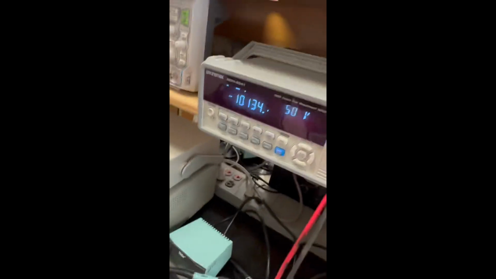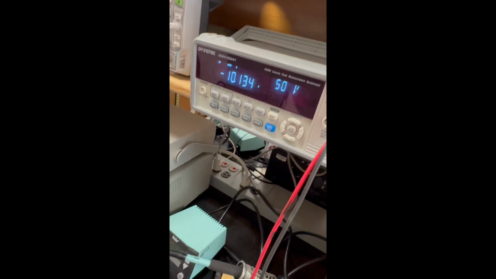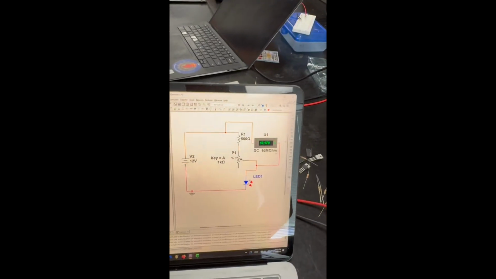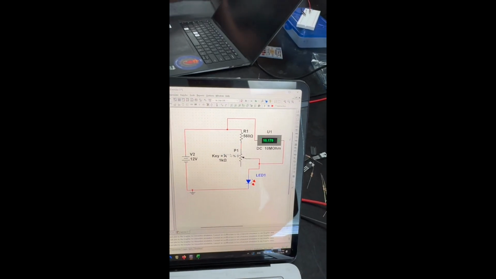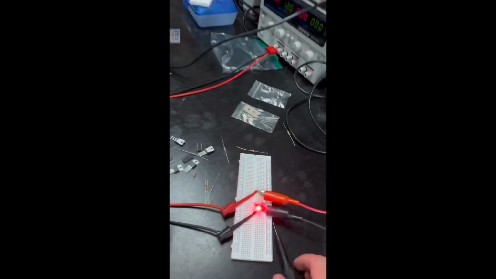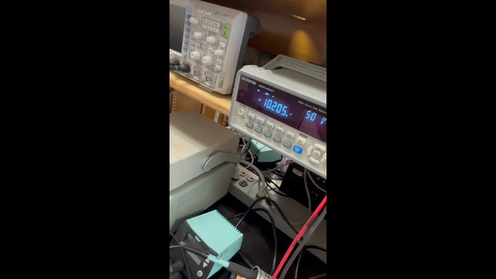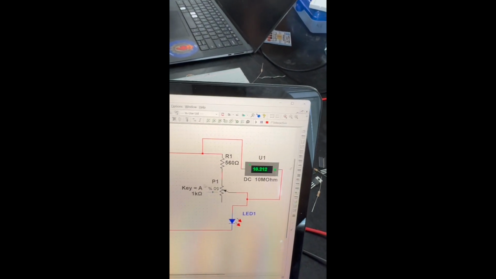12 volts, 10.134 volts over the, starting from the top of the resistor to behind the LED. Same right here. We're moving it to 50 now. This is turn on. The light visibly lessened. It is now at 10.2. Here it's at 10.2.